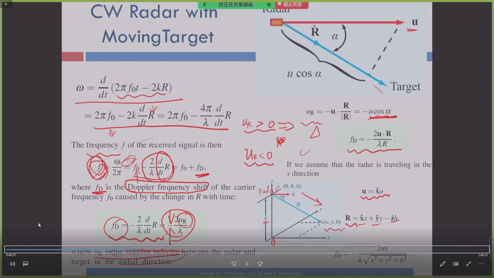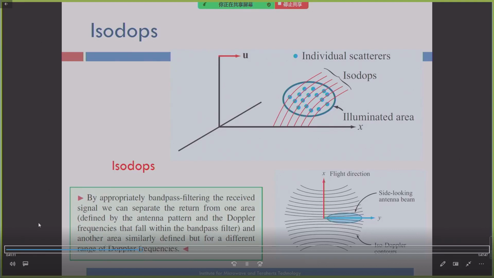So the FD can be expressed by this one. So the Doppler frequency shift becomes like this. It depends on the velocity of the radar system, and also the position of the radar system and the target. Actually, iso-Doppler means what? It means we can get the same frequency values from the object, but in the same Cartesian coordinate system.